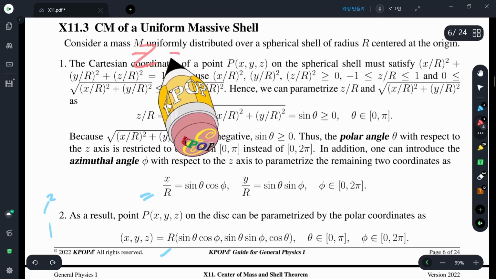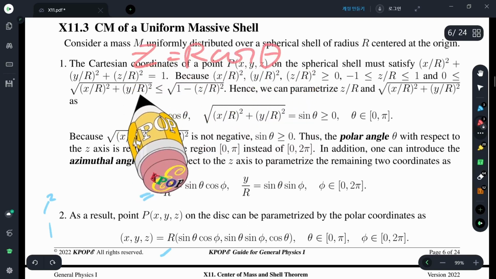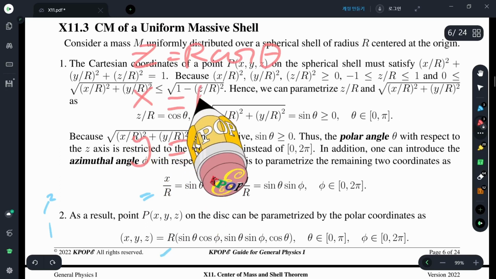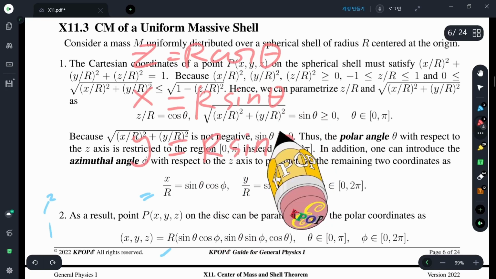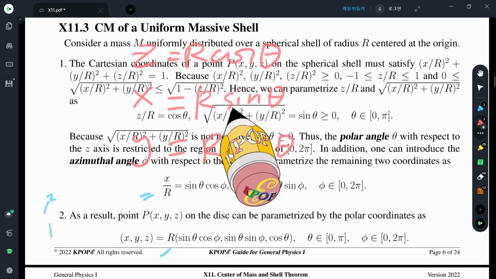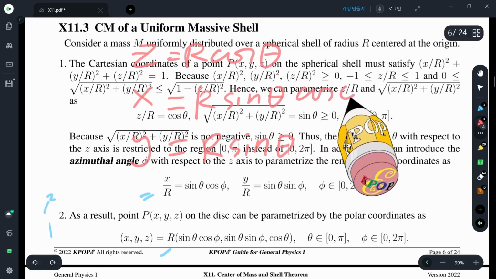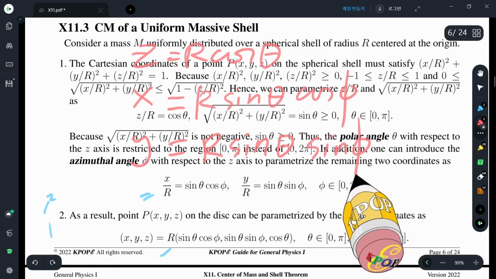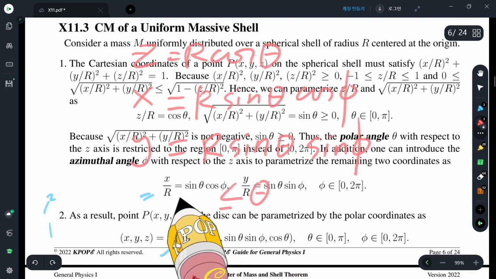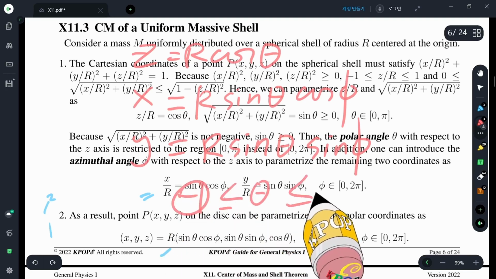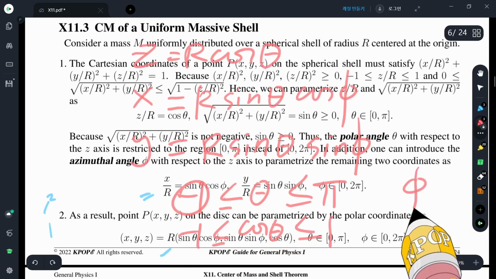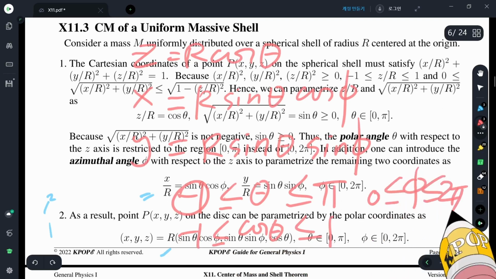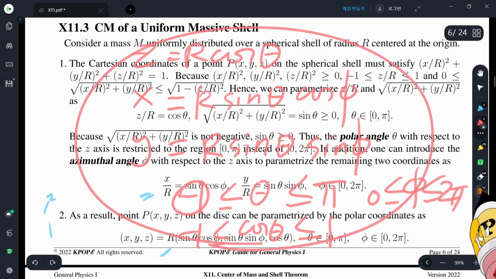So z equals r cosine theta, and x and y are r sine theta times cosine phi and sine phi. Again, theta runs from 0 to pi. That means cosine theta runs from minus 1 to 1, and phi runs from 0 to 2 pi. That is the spherical polar coordinate.